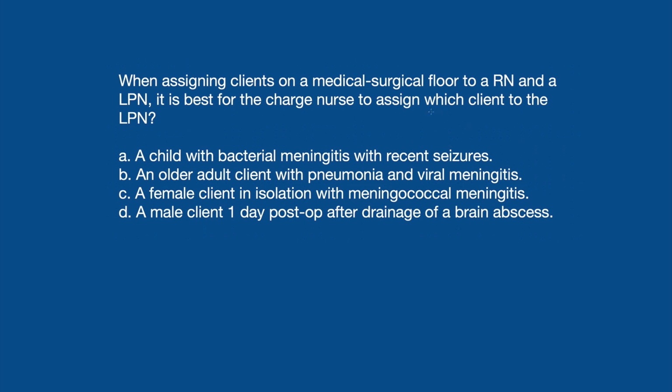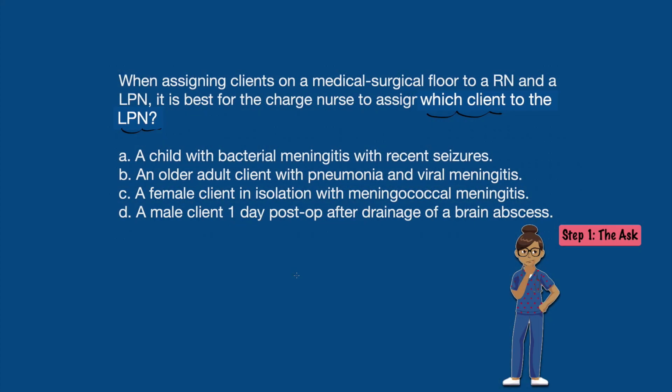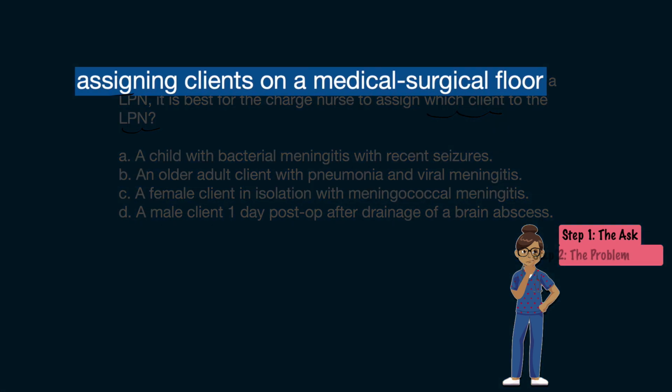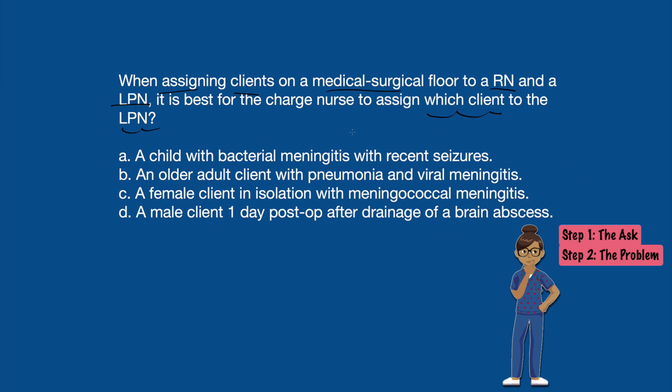So the question is just asking us which client we want to give to the LPN. So who are we going to give to the LPN? And it's telling us that we're assigning clients on the med-surg floor to an RN and to an LPN. So which one of these goes to the LPN? So we think about outcomes of our problem. Remember, LPNs get low acuity, stable patients within their scope, and we want to make sure that we're using our AAT tool. So let's look at our patients here and think about those outcomes.